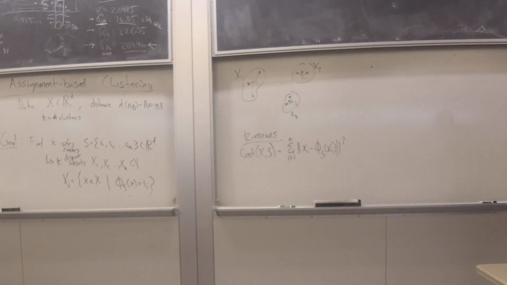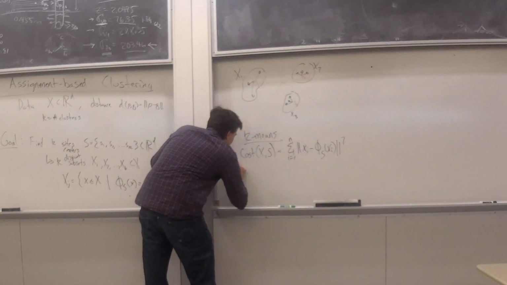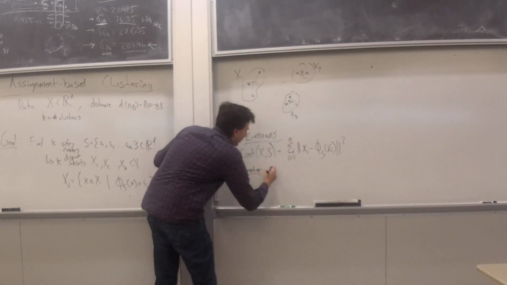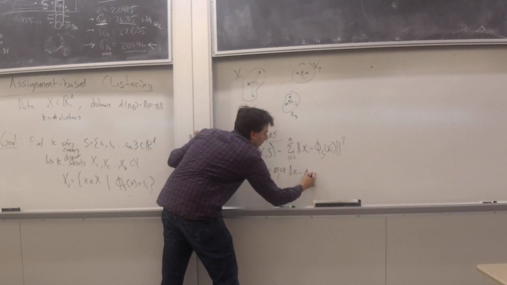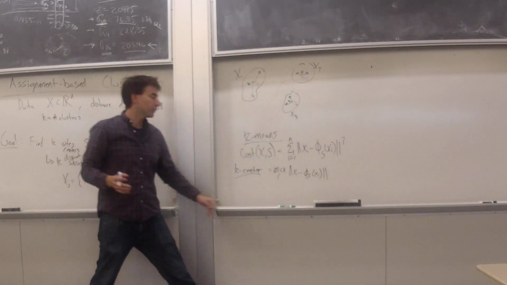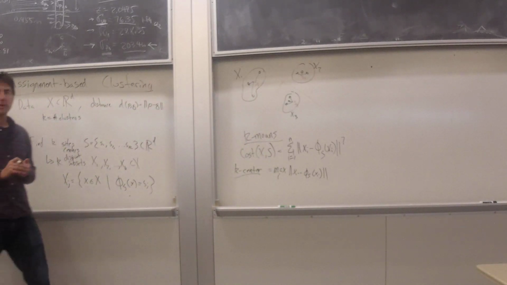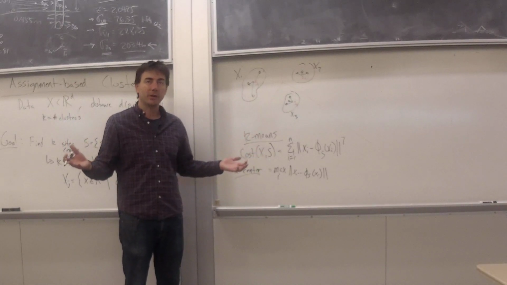Okay, so I'm not going to talk about these, but there's a couple of other cost functions. K-center is going to be equal to the max over i of the distance of xi. So all it cares about is the maximum possible distance. I want no point to be too far away from the center.